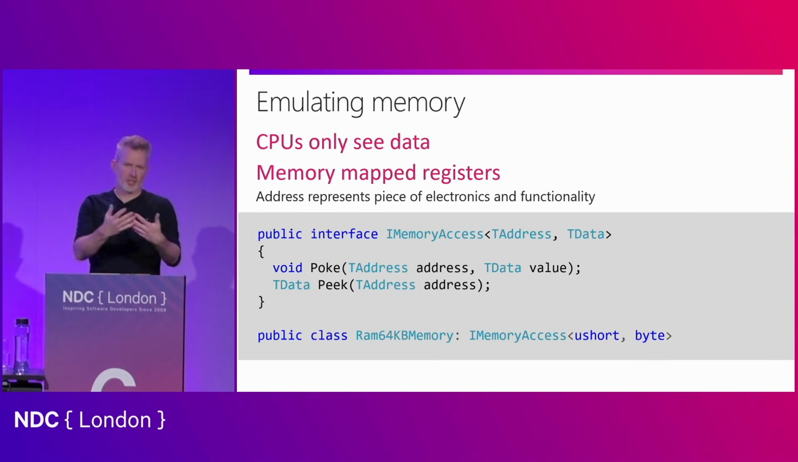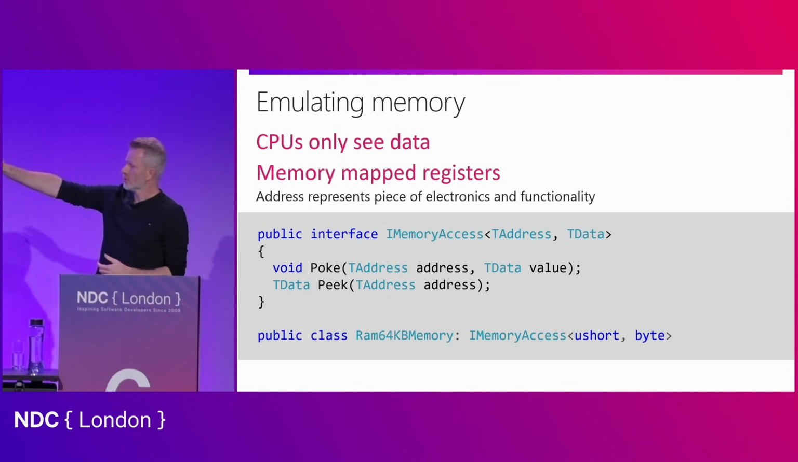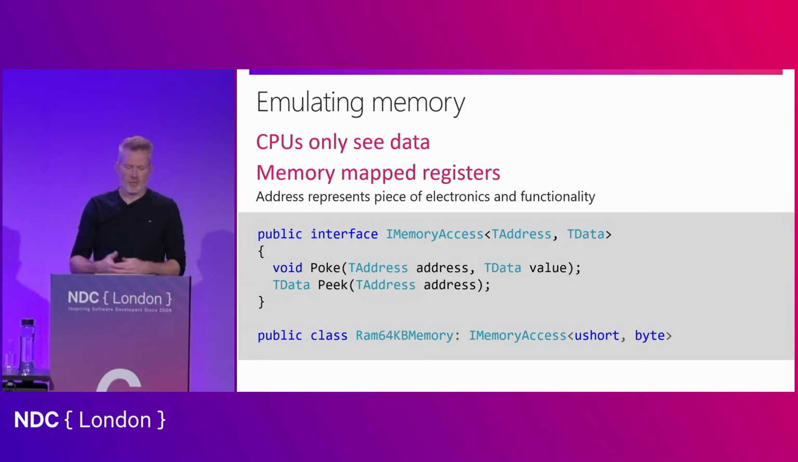Peek and poke, and this is the thing that must be implemented by something that works with memory or represents memory. So for example, this class RAM 64 kilobyte memory implements the ushort byte for IMemoryAccess.